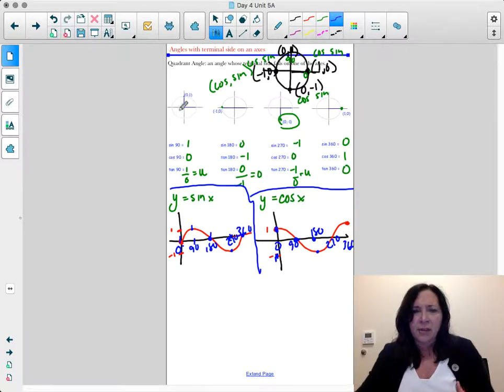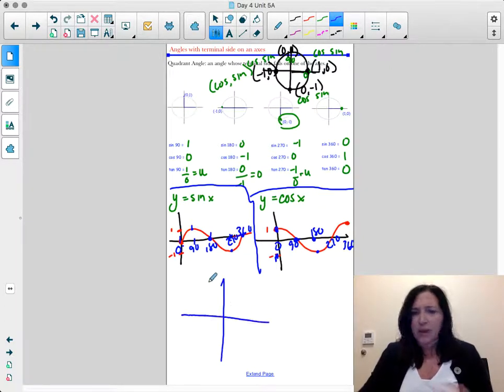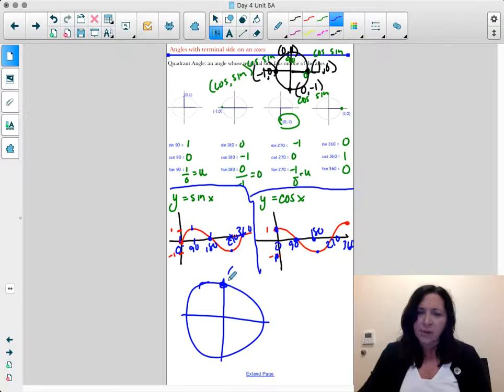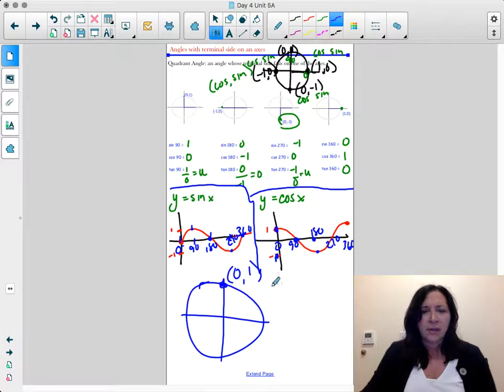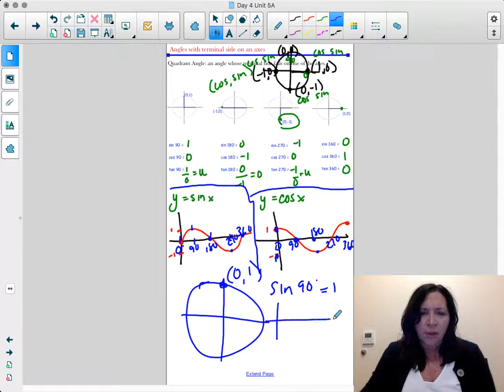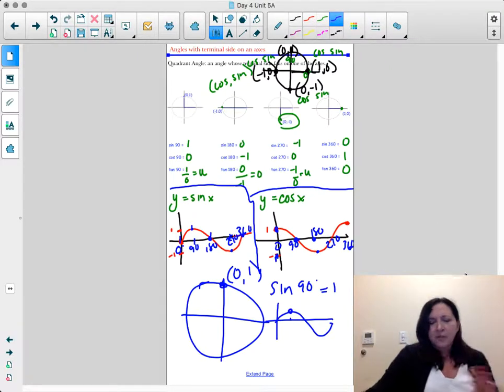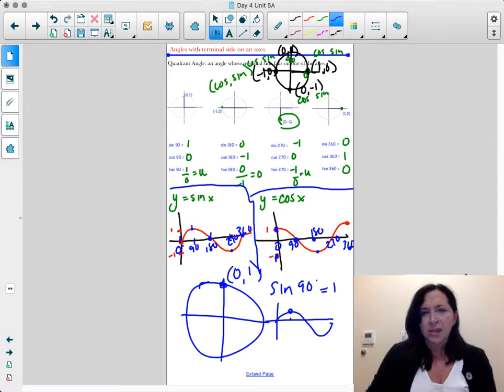A lot of students will like to draw the unit circle. And if I ask you what sine of 90 degrees is, they'll go, okay, 90 degrees is here. There's 0, 1. Sine is 1. So sine of 90 degrees is 1. Other people will look at the sine wave and go, okay, sine wave does this. Sine of 90, that's 1. So you have options on how you solve these, and that's good.